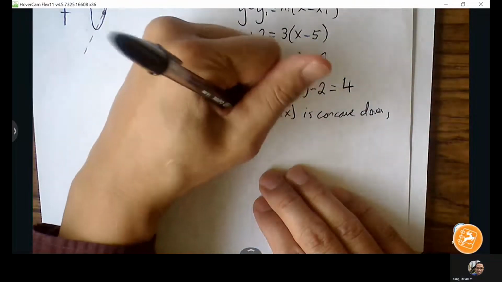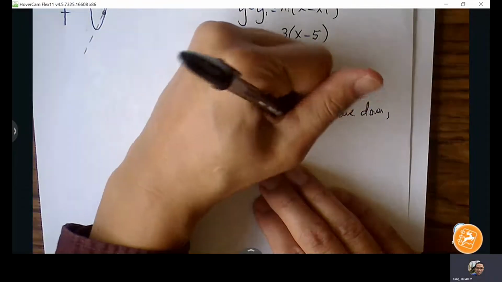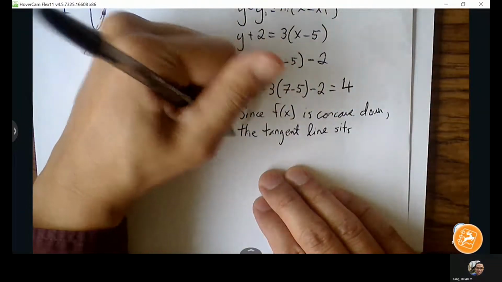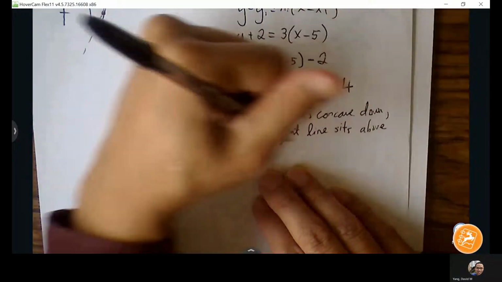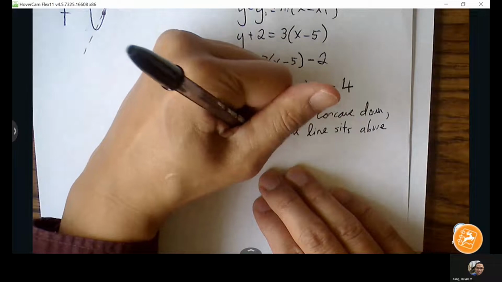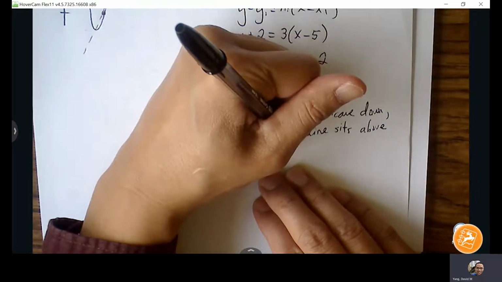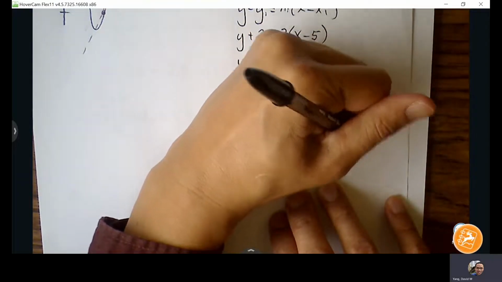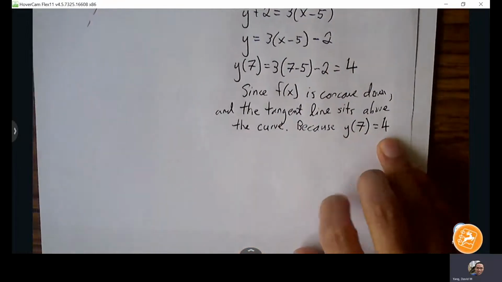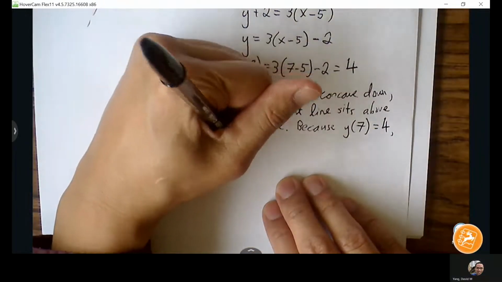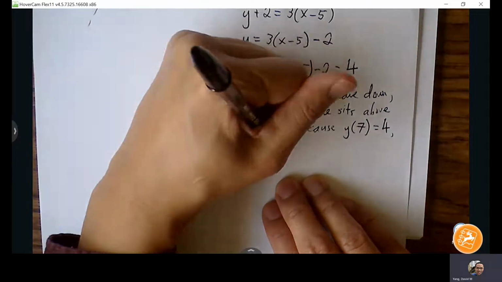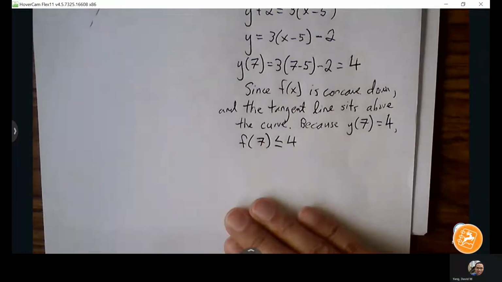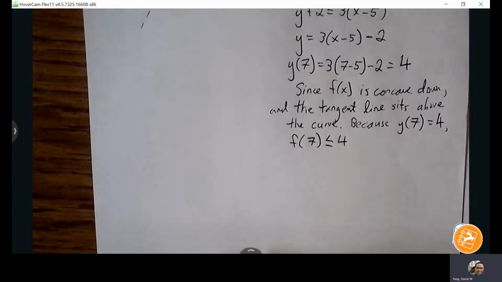The tangent line, because the tangent line gives us a y value of 4, we know that f of 7 must be less than or equal to 4. Can't rise above that point. Okay.